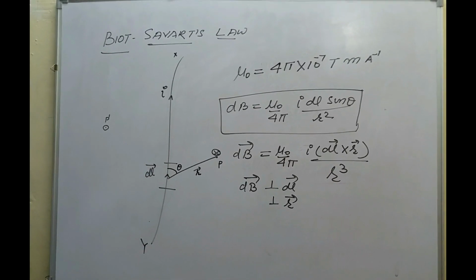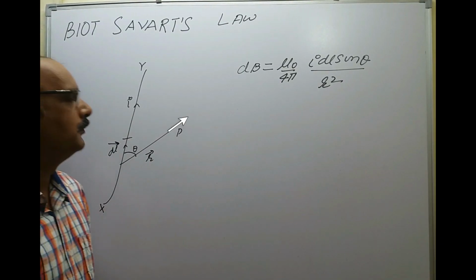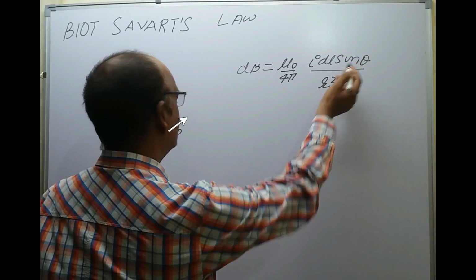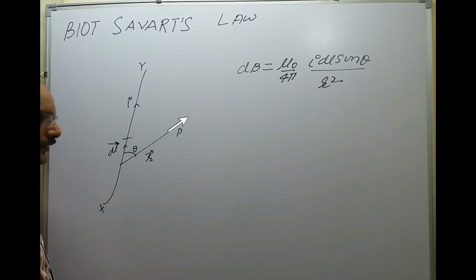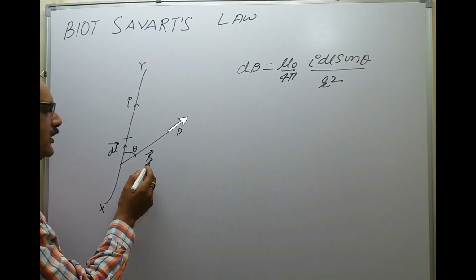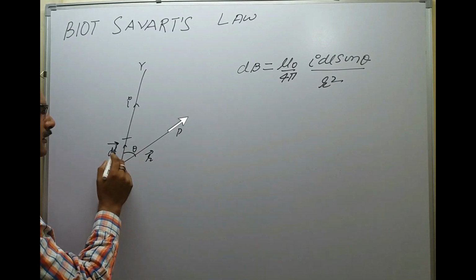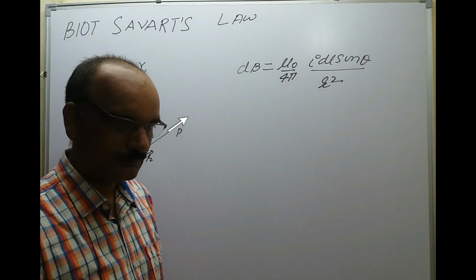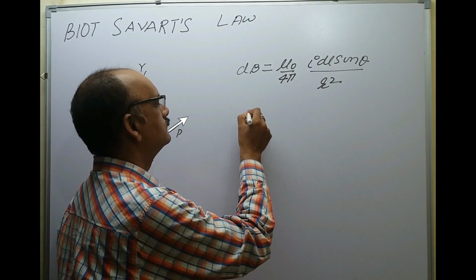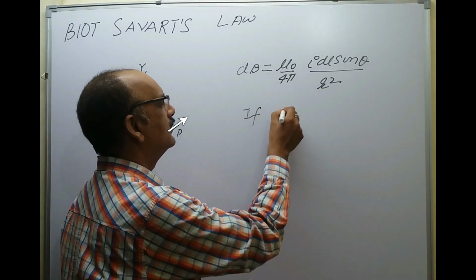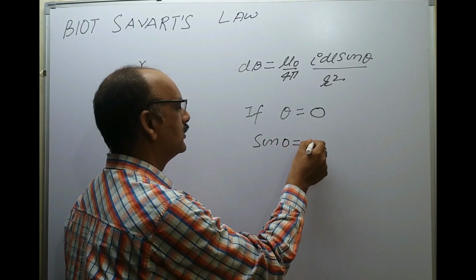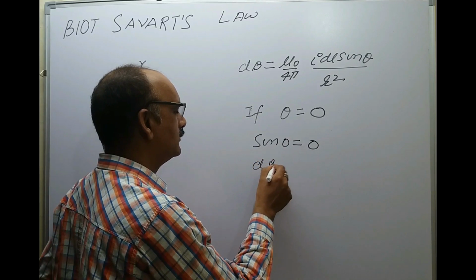Okay? Discuss the conclusions of Biot-Savart's law. First, in this expression, theta is the angle between dl and r. Second, the magnetic field dB will be perpendicular to vector r and vector dl. Third thing is that if theta is 0, in that case sin 0 equals 0 and dB equals 0.